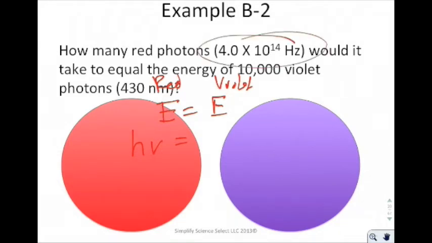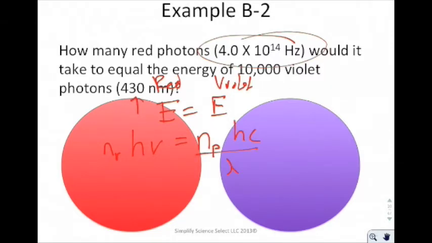With the violet photons, it's a little bit more difficult because we have to solve for n right there, so n red. And this right here is going to be n purple. How many purple photons? And I can't use this hv again. I have to use the hc over lambda because I was given the wavelength.